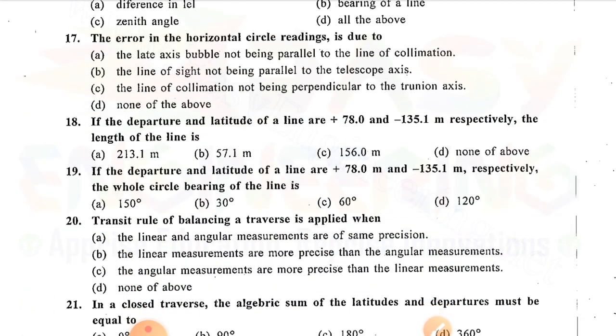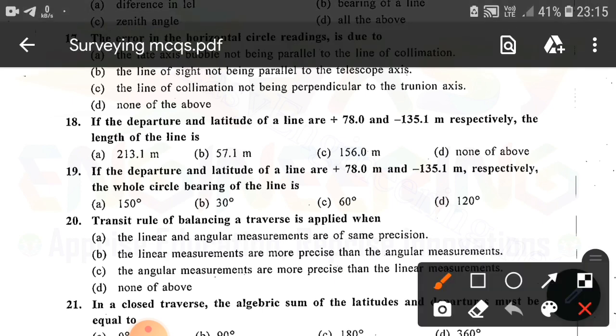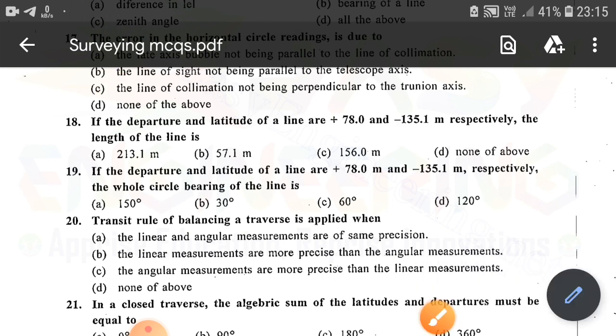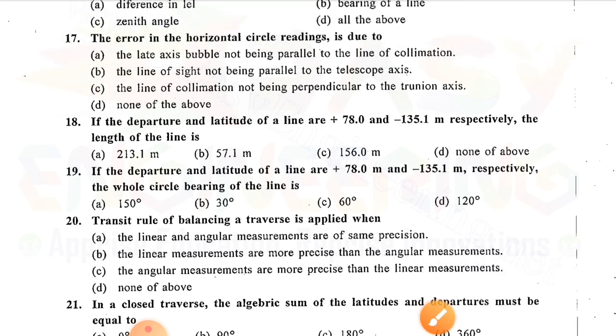Question number 17, the error in the horizontal circle readings is due to. Option C is correct, the line of collimation not being perpendicular to the trunnion axis. Question number 18, if the departure and latitude of a line are plus 78 and minus 135.1 meter respectively, the length of the line is. Option C is correct, 156 meter.